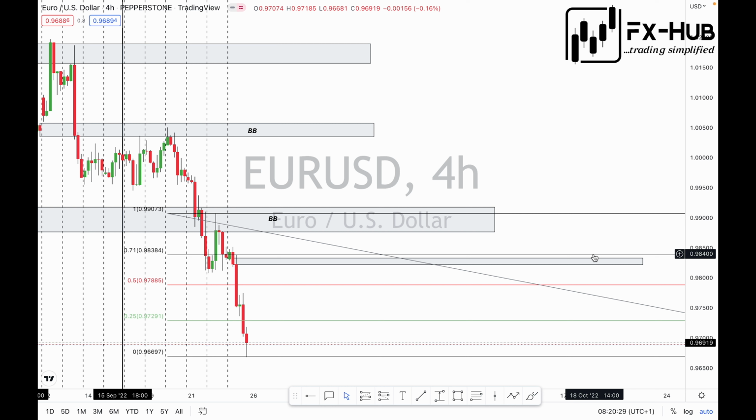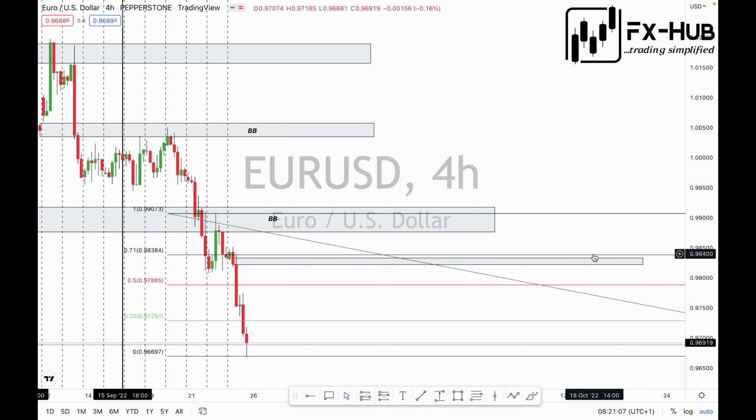ICT makes reference to it as the OTE, optimum trade entry. So that being said, I'm not trying to bring you down with so many grammars or teachings from various people, but this is just what to expect next week on Euro USD so far. 0.98400 is a round number, and it aligns with the 71% retracement on the Fib. So what are we going to be looking at now?